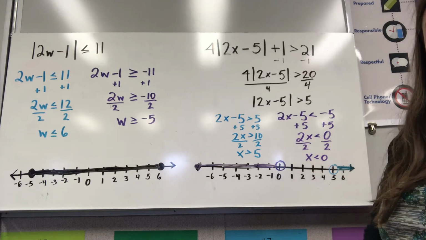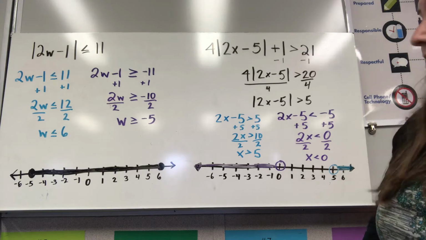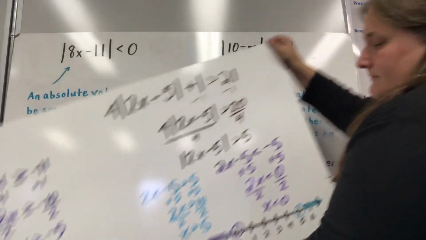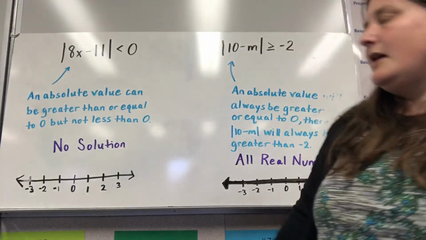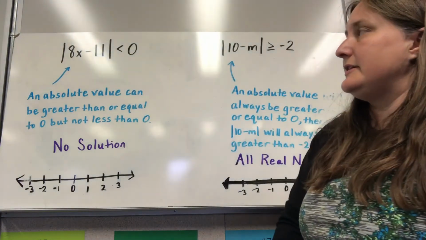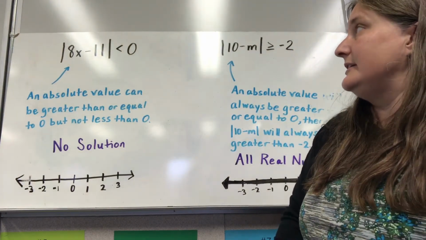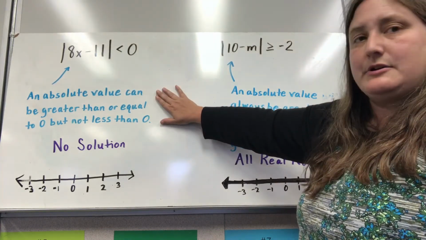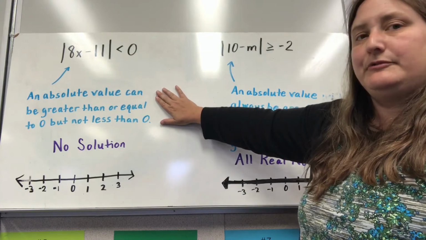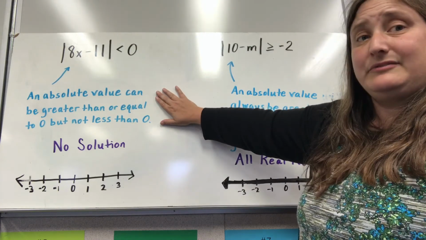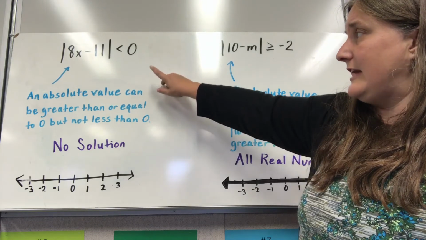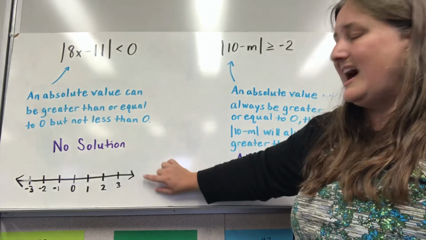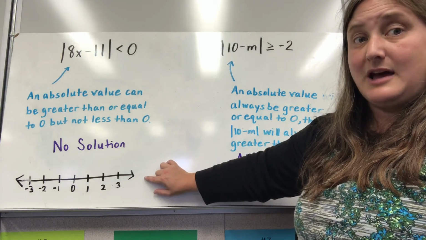Let's take a look at some absolute value inequalities with special answers. So here I have the absolute value inequality. The absolute value of 8x minus 11 is less than 0. Well, an absolute value is always going to be greater than or equal to 0. We can't get an absolute value that is less than 0. So I really don't have to do any work here. There's nothing that's going to fit in that x and make it less than 0, so no solution. When it's no solution, I don't graph anything on the number line because nothing here is a solution.